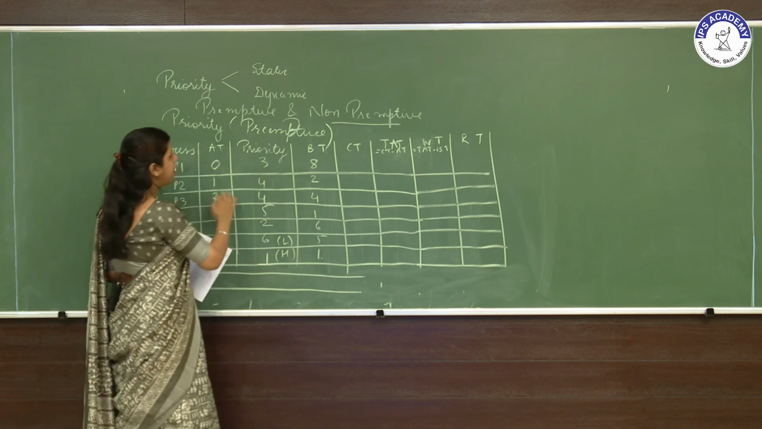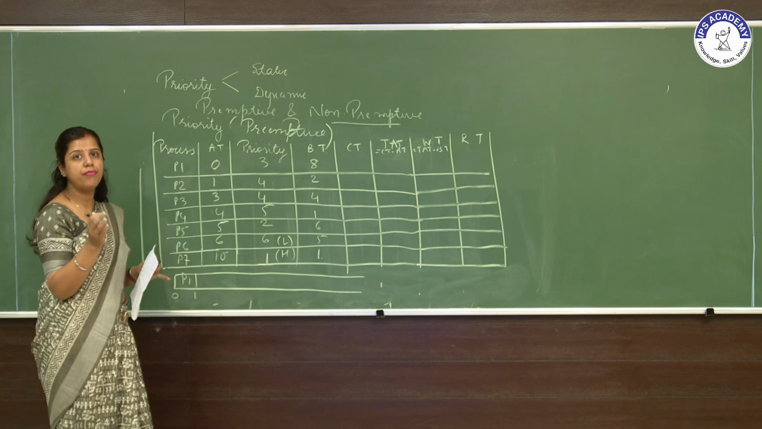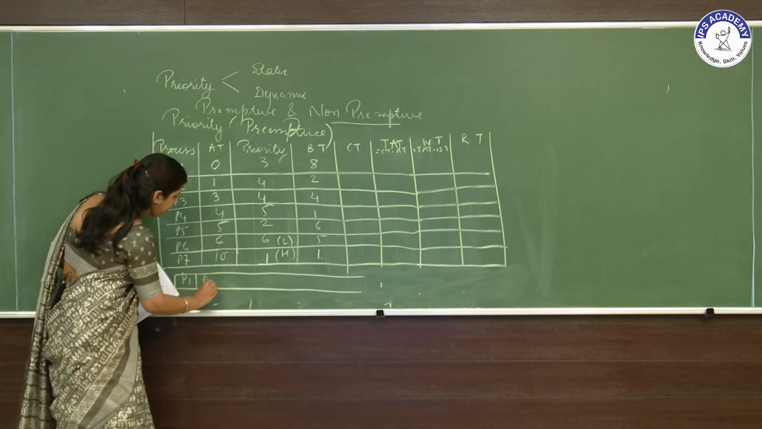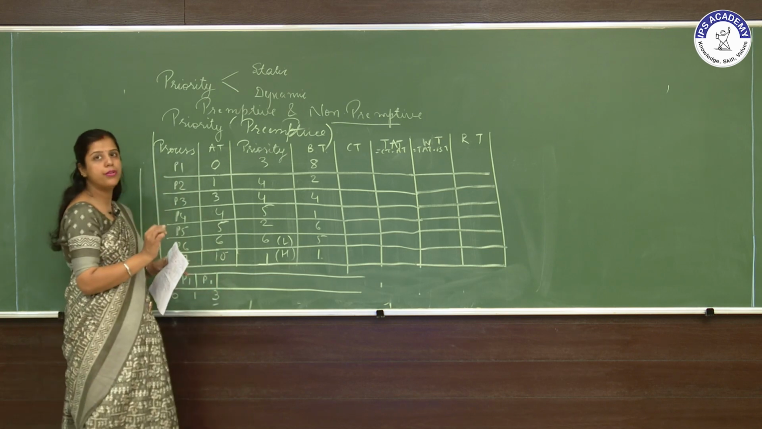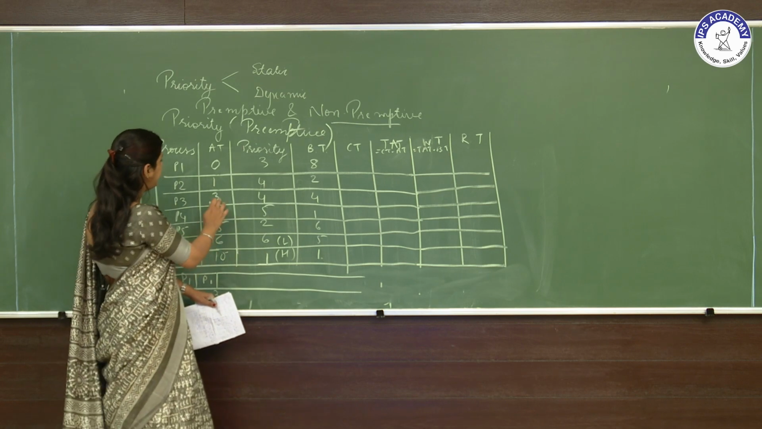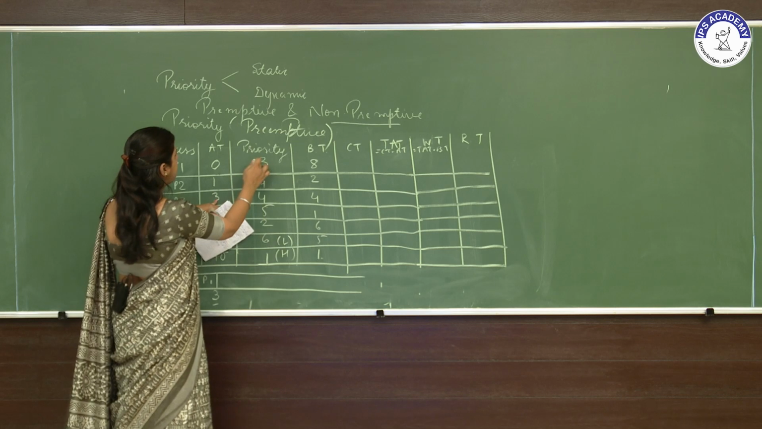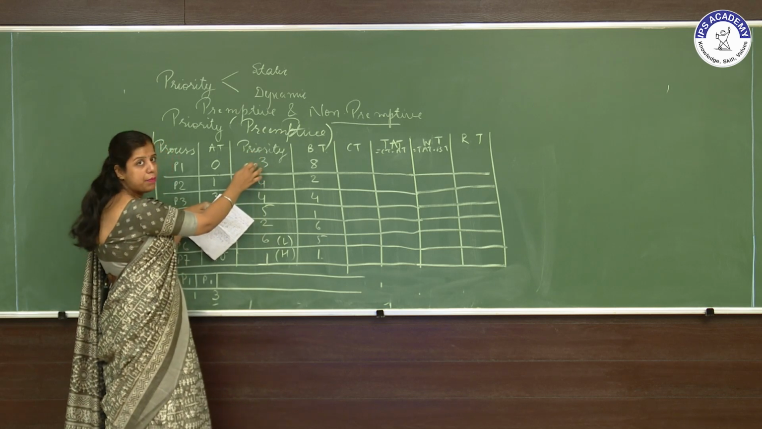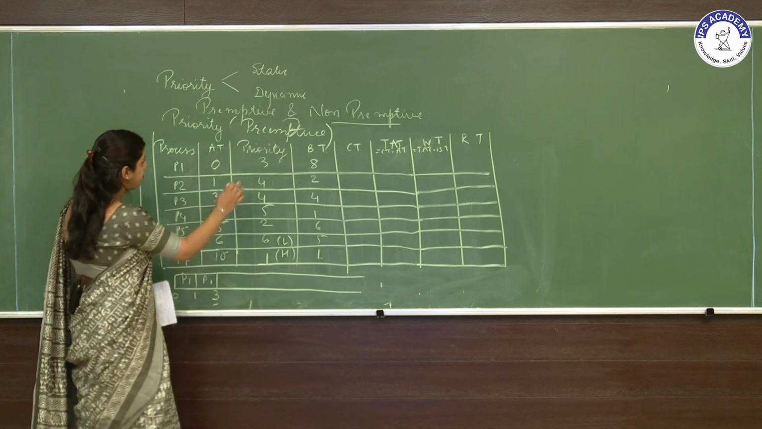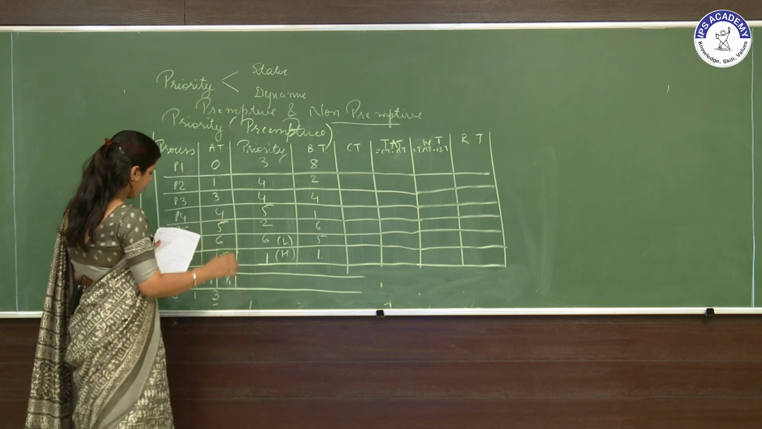So, P1 will still be allocated to the CPU until the next process comes. Next process will come at 3, so we will allocate CPU for 2 units of time. 1 plus 2 will be 3. At 3, which process has come into the ready queue? P3 came. But still P1 has higher priority than P3. So, CPU will still be allocated to P1 for 1 unit of time.